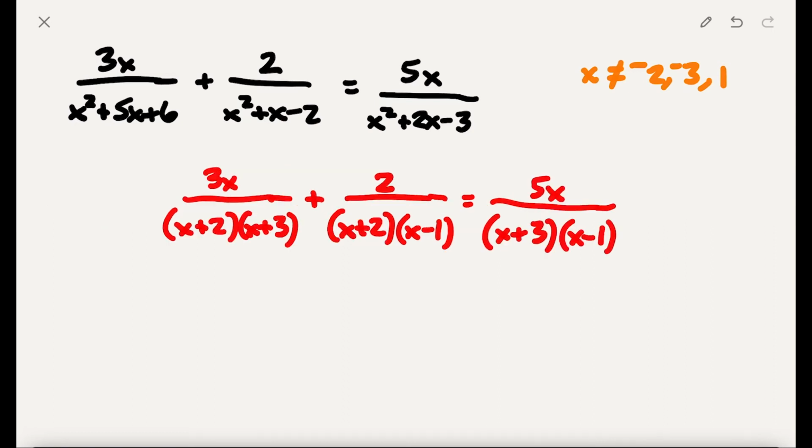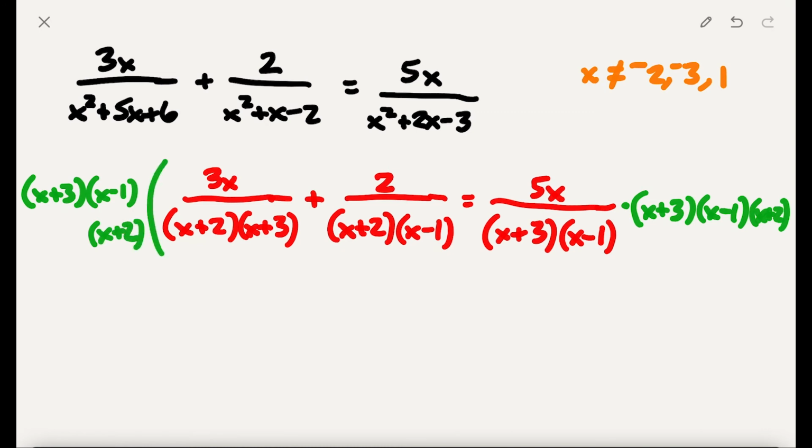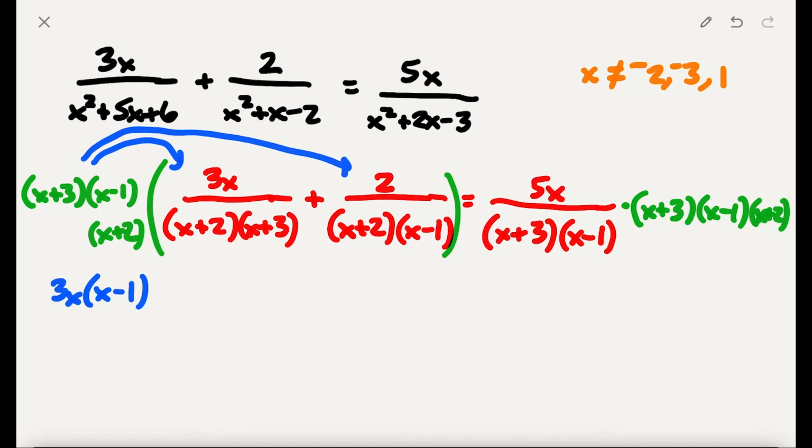All right, from here, I'm going to multiply both sides by all of the denominators. Okay, so we're going to be multiplying it by x plus 3, x minus 1, and x plus 2. Both sides are going to be multiplied by the same thing here, so I have to do it for this side as well. And all of that is multiplied there. Okay, so this first one, you're going to be left with 3x times x minus 1. So that if I distribute here, that's what you end up getting. And if you distribute to the other one, you're going to end up with 2 times x plus 3.